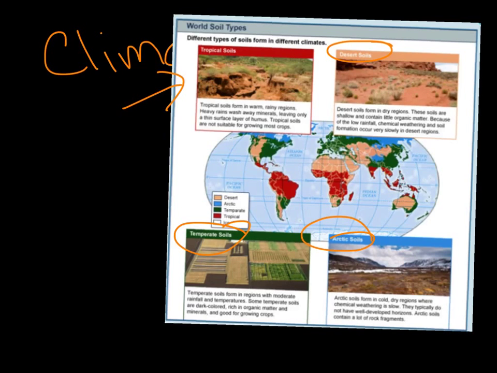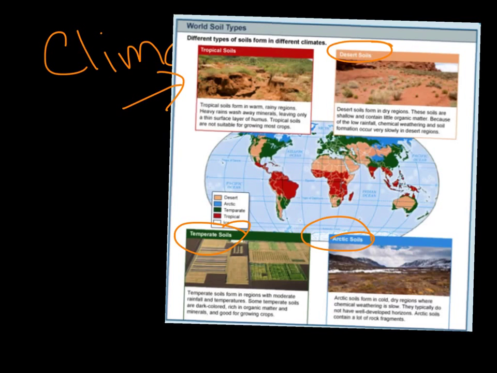Now, each of these has different compositions because of the different climates, right? So tropical soil comes from a warm, rainy region, and the heavy rains wash away the minerals. So you're only going to have a thin surface layer of humus, and they are not suitable for growing most crops. Desert soils, again, are from dry regions, just like the ones we have here in Nevada. They're shallow and contain little organic matter. Because we have low rainfall, chemical weathering and soil formation occur very slowly. Temperate soils form in regions with moderate rainfall and temperature. These are great crop areas. Some are dark in color, rich in organic minerals.